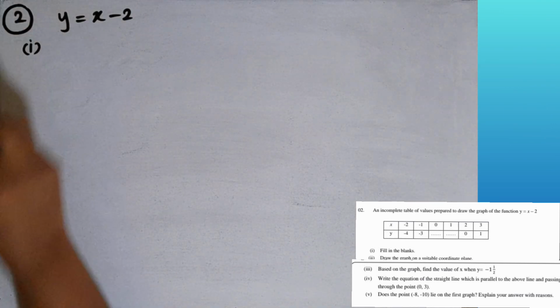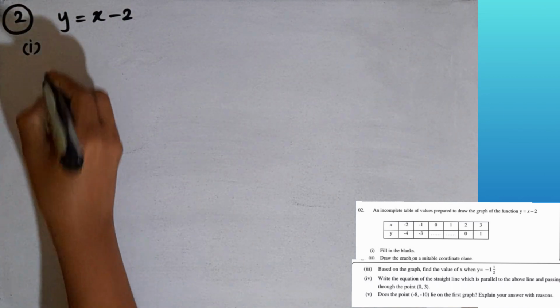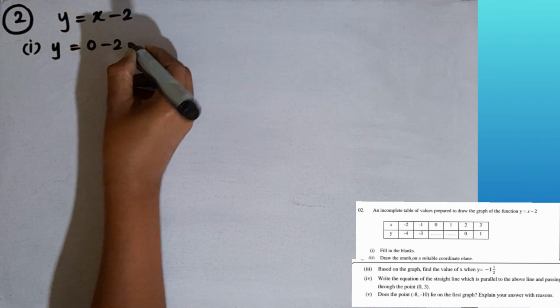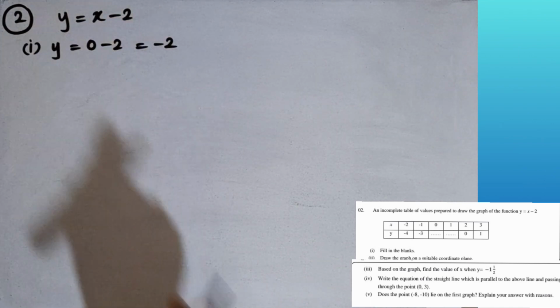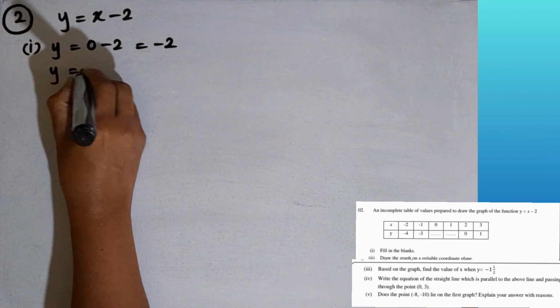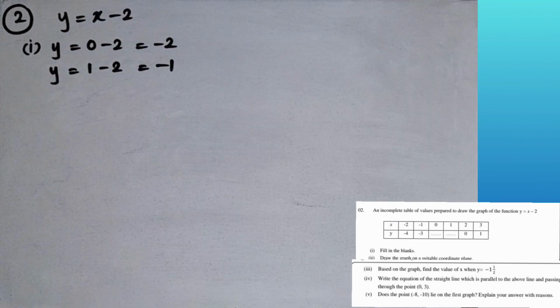For the first one, when x equals 0, we have to find the value of y. Y equals 0 minus 2, that is minus 2. Then next one is 1. Y equals 1 minus 2, that is minus 1. So these are the two values that we have to write in the blanks. Then second one, draw the graph on a suitable coordinate plane.